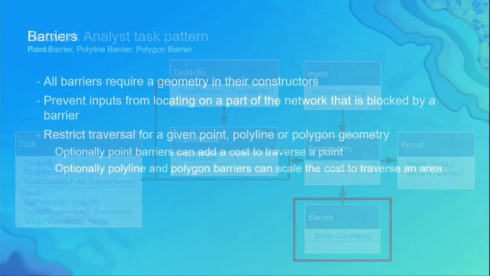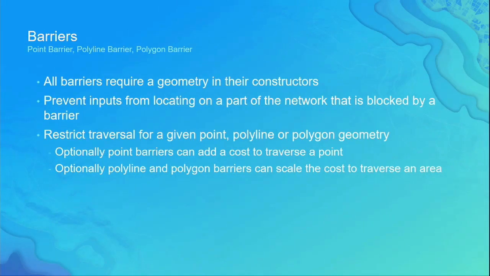Up next, barriers. Again, all barriers require geometry in their constructors. It's all based on geometry. And they can do one of two things. First of all, they can just prevent inputs from locating on a portion of the network. So if you say, there's a parade here, this street, it's closed off, or maybe it's flooded, it's just not accessible, and you put a stop into it, we will not actually locate the stop on the street in the flood zone or in the parade. What we will do is, and we'll talk more about this later on, we'll locate it somewhere nearby that's traversable.